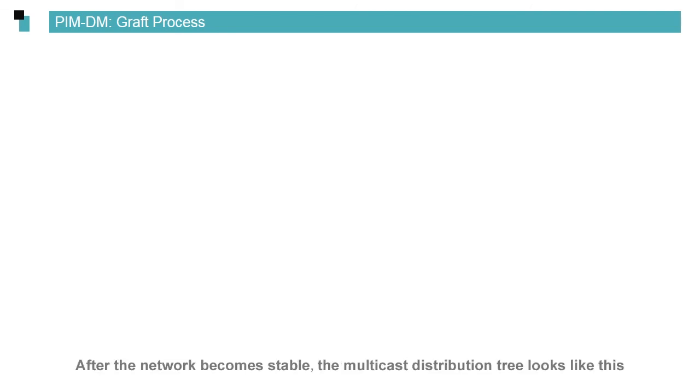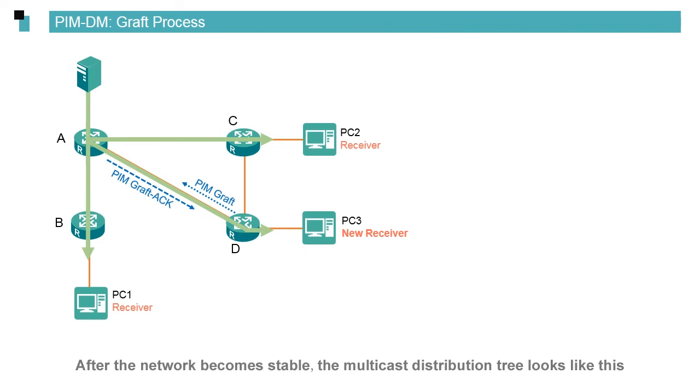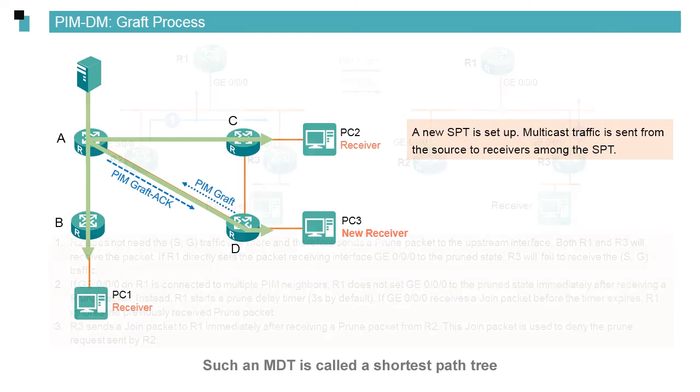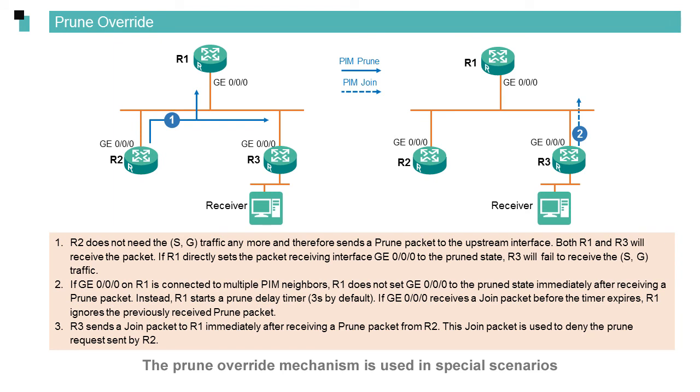branch again. After the network becomes stable, the multicast distribution tree looks like this. The root of this tree is a multicast source, and each branch tail is the network segment where group members reside. Such an MDT is called a shortest path tree. The prune override mechanism is used in special scenarios.